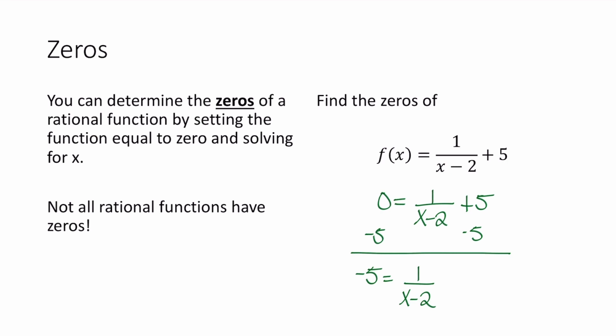Now I need to solve this problem. To solve this, I'm going to turn this negative 5 into a fraction. That's going to be negative 5 over 1. And then I'm going to crisscross multiply to simplify this expression. On the left, that gives me 1 times 1, which is 1, and then that equals negative 5 times x minus 2.